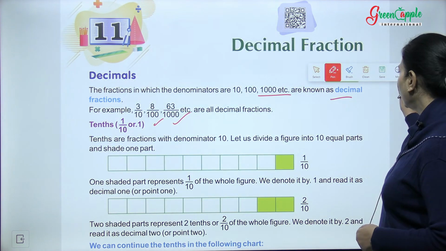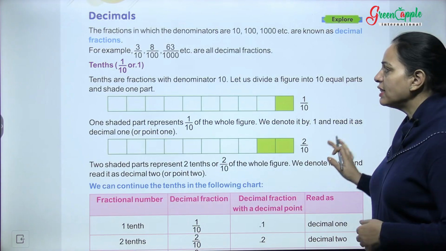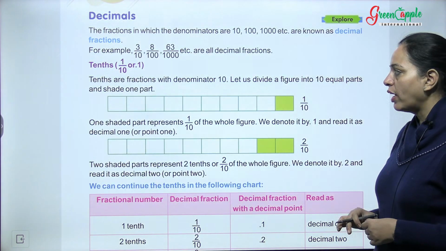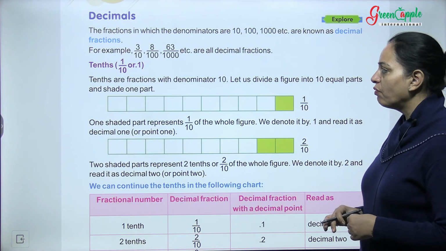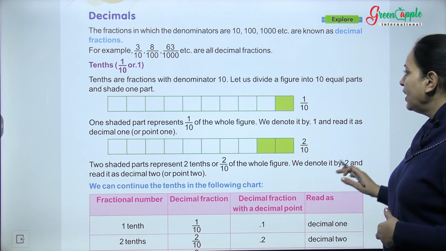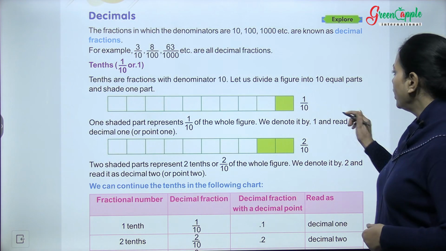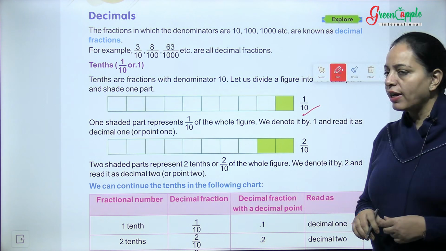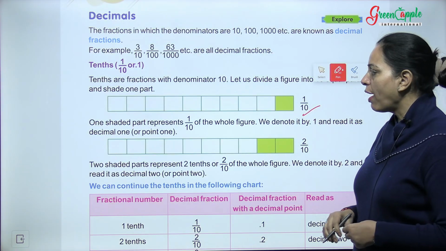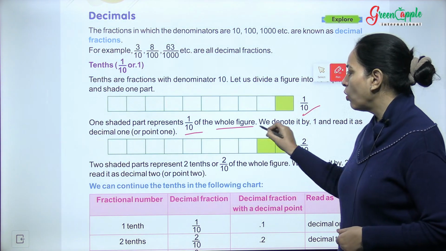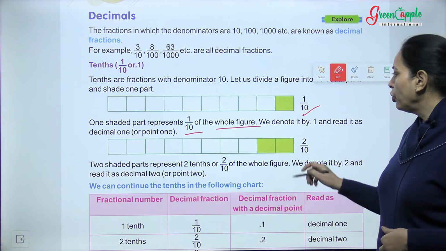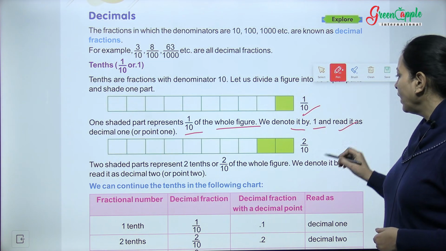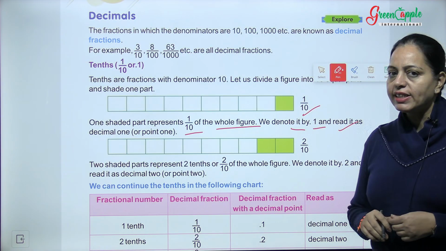So first we are talking about tenths. Tenth means 1 by 10, and how do we write it? Dot point 1. Tenths are fractions with the denominator 10. Let us divide a figure into 10 equal parts. Then one part is showing 1 by 10. So one shaded part represents 1 by 10 of the whole figure. We denote it like this, 1 by 10, and it is read as 0.1.